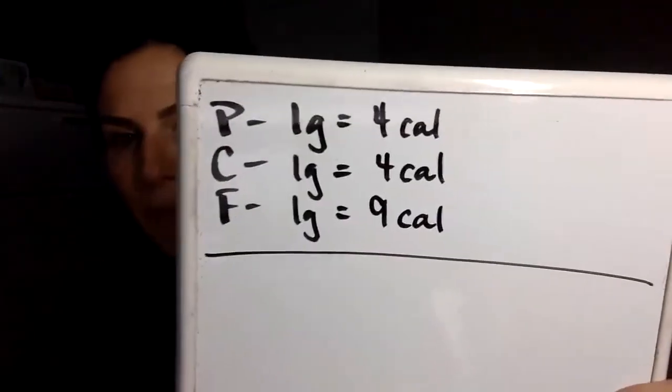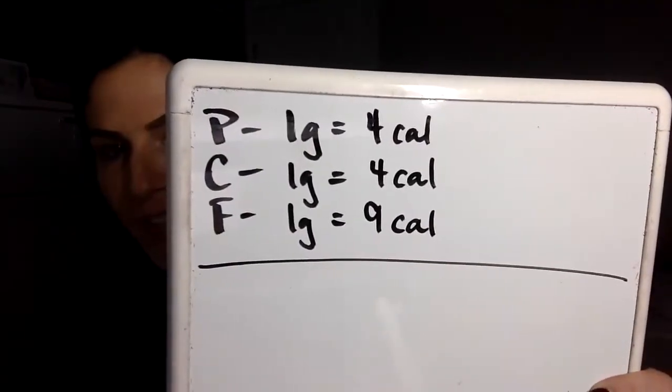Okay, protein, carbs, and fats. We're going to go 1 gram equals 4 calories of protein and carbs, and 1 gram of fat is 9 calories. So that's what this looks like. If you want to write this down, it would be a good idea. So we've got the value of our macronutrients.